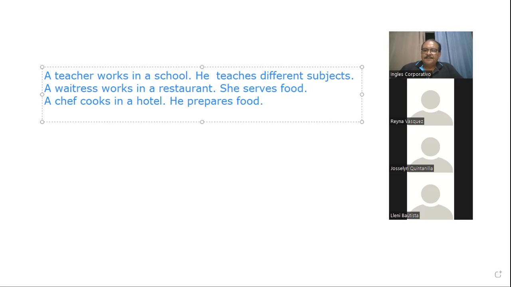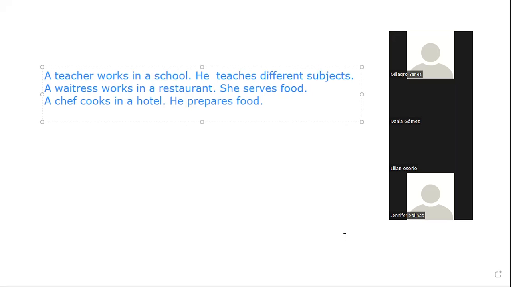Okay, good. Reina, write a sentence. We have Brandon, we have Jenny, we have Oscar. Okay, Reina. The chef is in the kitchen. Okay, good. Nice. Okay, Jocelyn. Write it. Ivania, Lillian, Jennifer. Write your sentence, don't be shy. We have a supervisor demands quality at work. Wow, yes, Ivania. Good sentence.